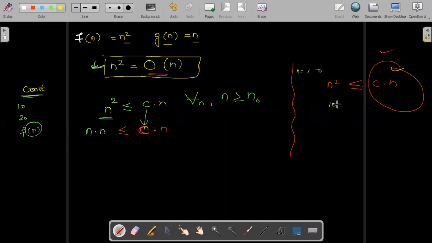What happens here? 10 into 10, what value do we get? 100. Here c dot 10 square. Suppose, for example, I take the c value as 100. This is 10 into 10, 100, and it will be less than or equal to c times n. Here you can see, when I do 100 into 10, what value do you get? 1000, or not? Tell me, 1000 or not, guys?